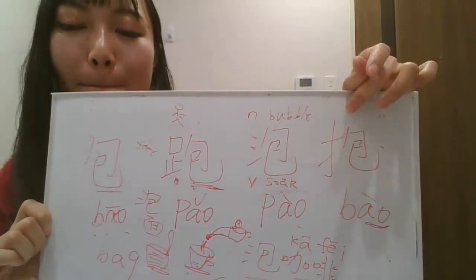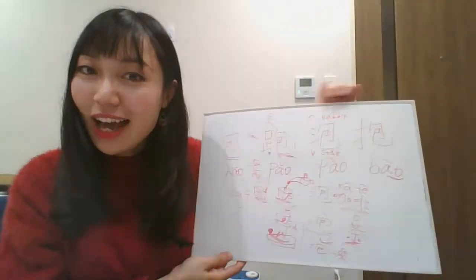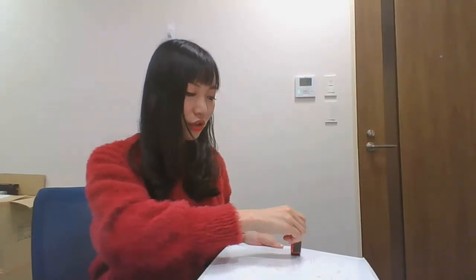Okay, 抱. So I need a hug. You can say, how do you say? 抱宝宝. That's so cute. Yeah, 宝宝 means baby. So 抱宝宝 means you hold a baby. Okay, so that's 抱. As a verb, it's to hug, but as a noun, it's a hug. So it's similar to English.